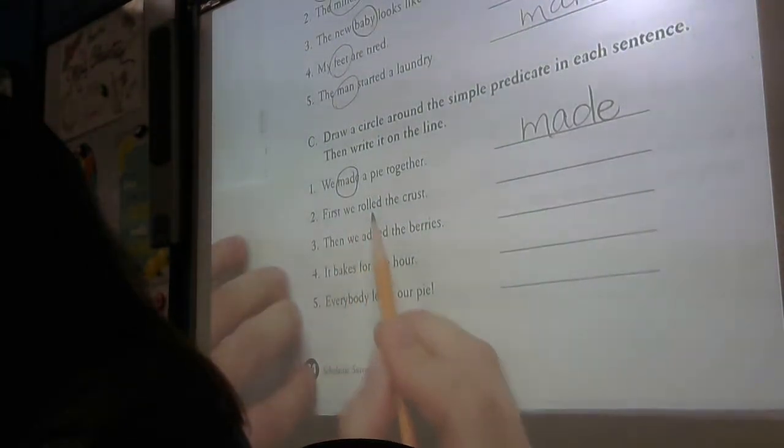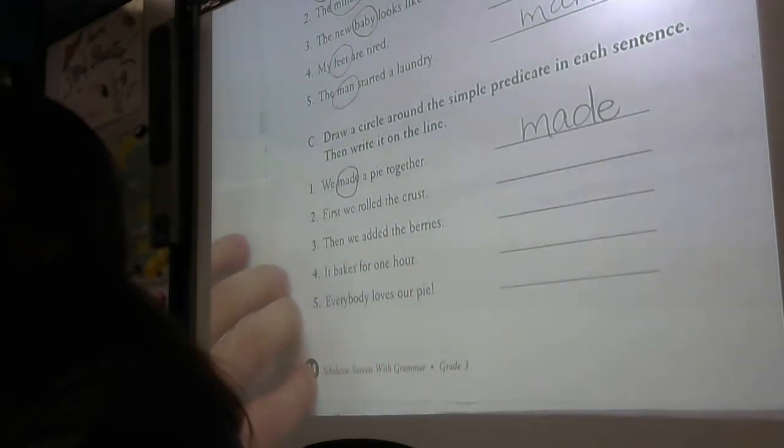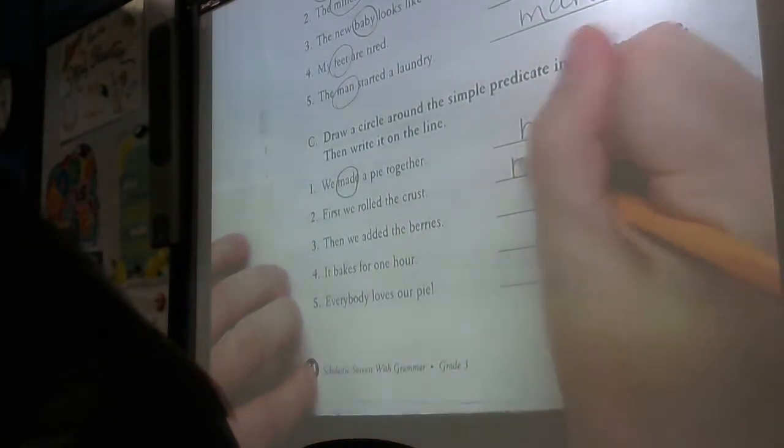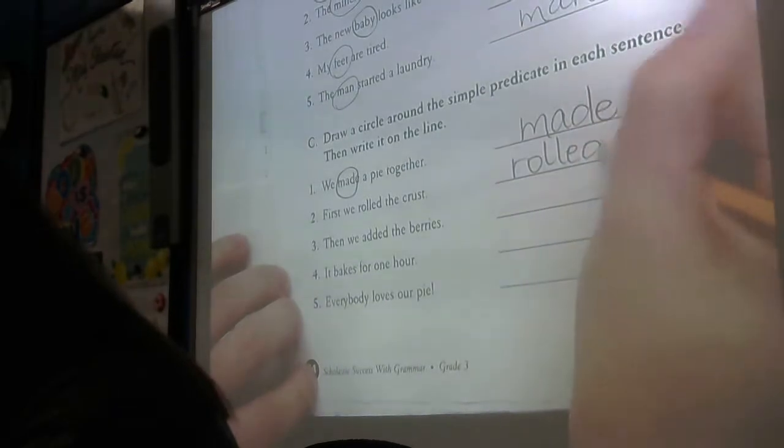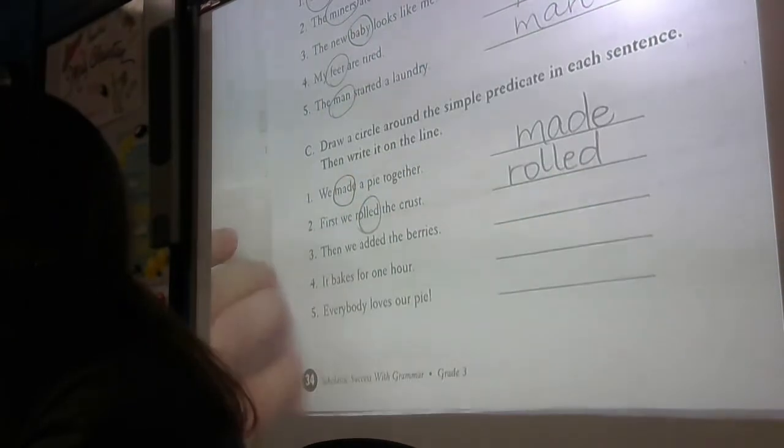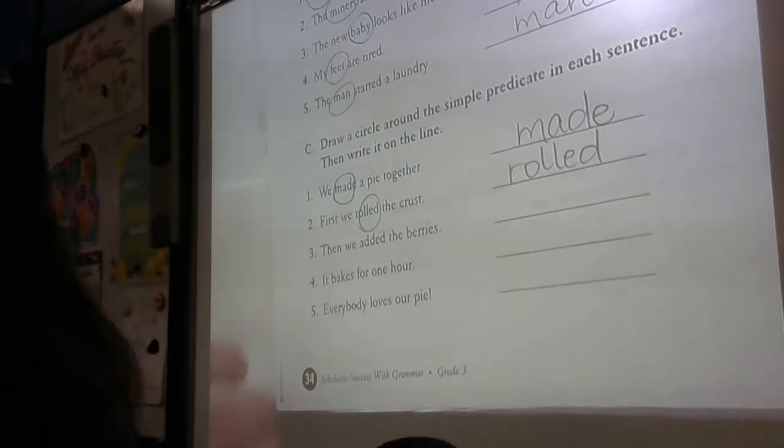First, we rolled the crust. What did we do? Roll. Lily, is that what you were going to suggest? Yes. Okay. Are you comfy enough to try 3, 4, and 5? Yes. Okay.